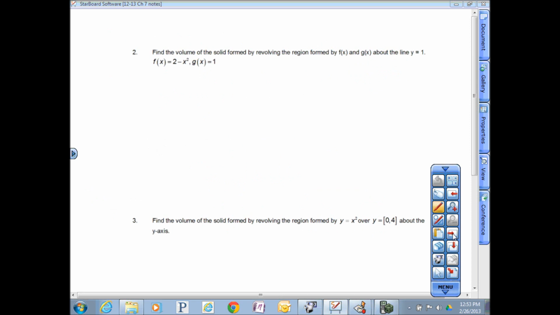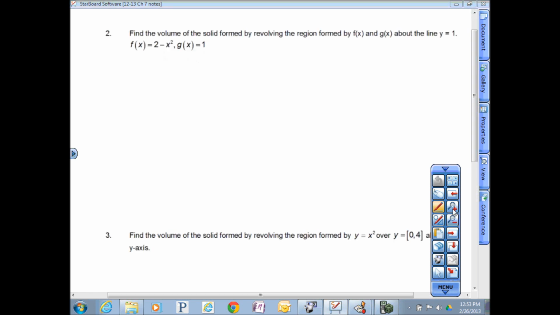Let's go try another one. So second one, volume of the solid formed by revolving the region formed by f of x and g of x about the line y equals 1. So let's do this again. So let's take our calculator. Actually, not even do it with our calculator. I think this is one we can do without.